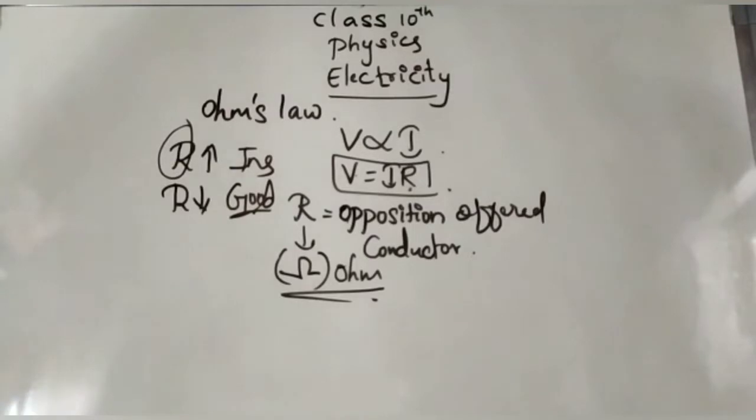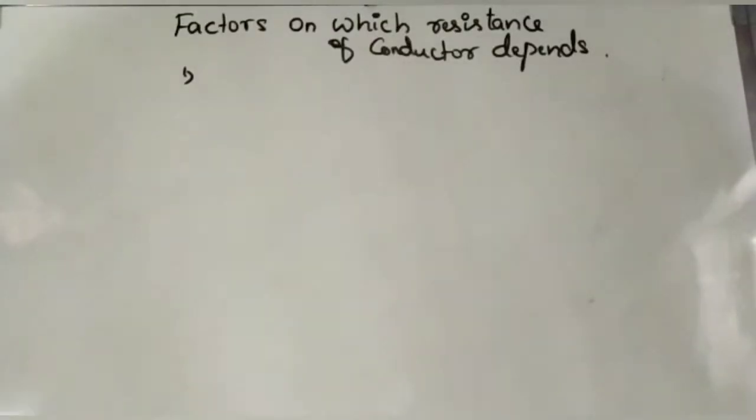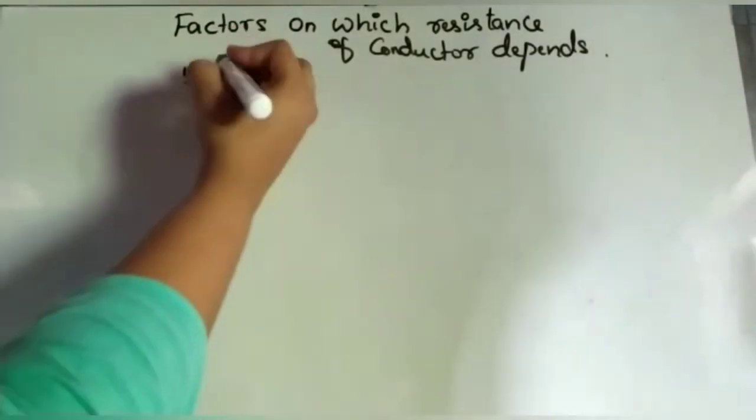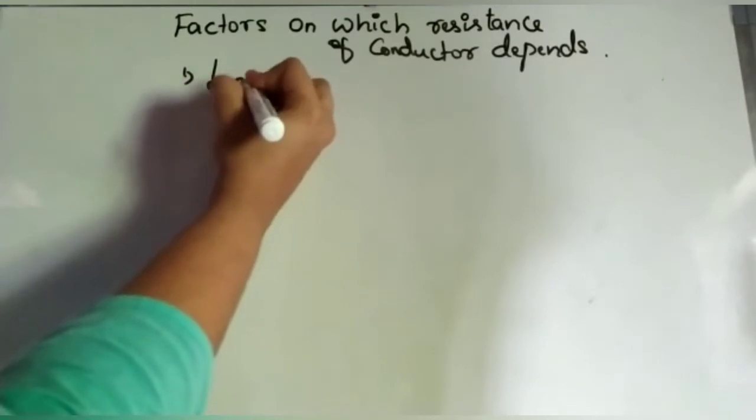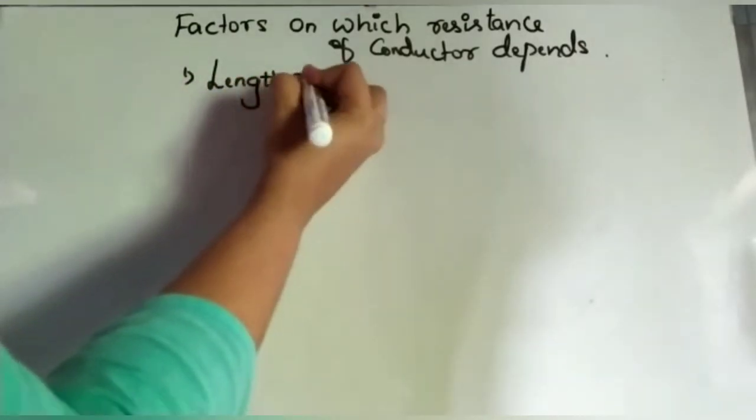Now, on what factors does the resistance of a conductor depend? There are four factors on which the resistance of a conductor depends. I'll go through them one by one. First, it depends upon the length of the conductor.